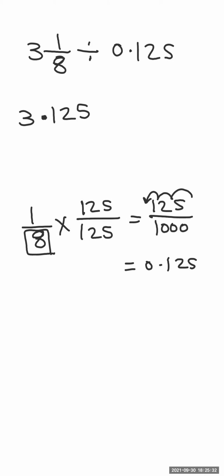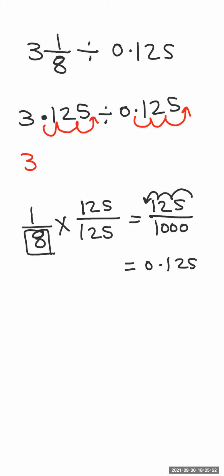So 3 and 1 over 8 is 3.125, divided by 0.125. Now, guys, the next step, move the decimal points. The divisor here has 3 places. So 1, 2, 3. Also here, 1, 2, 3. So it becomes 3,125 divided by 125. Now, it's the time for the long division.